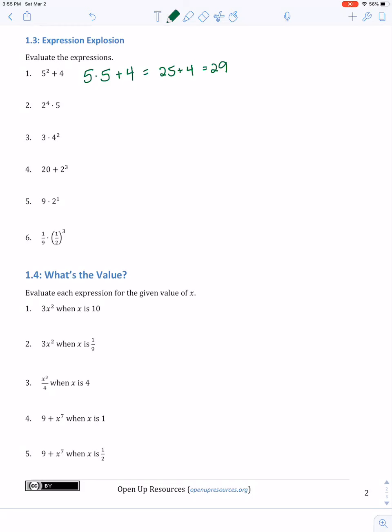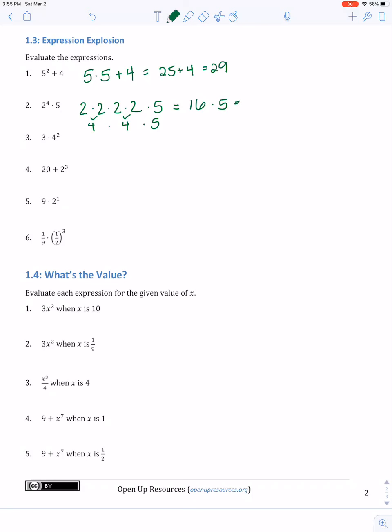Number 2 is 2 to the 4th power times 5. So 2 to the 4th power means I'm multiplying 2 4 times. So 2 times 2 times 2 times 2. Then we're multiplying that times 5. Again, I like to group the larger ones. So I know that 2 times 2 is 4. 2 times 2 is 4. So this is really 4 times 4 times 5, which I know 4 times 4 is 16.